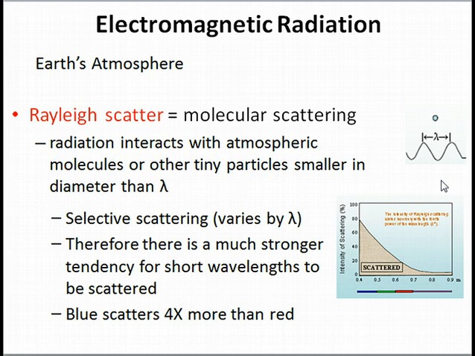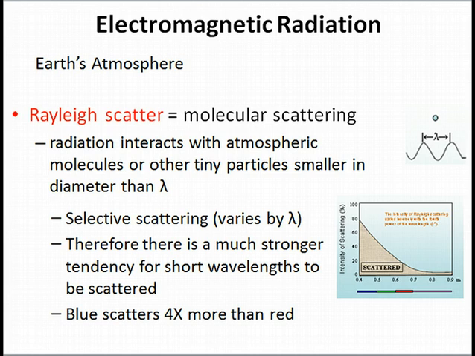And so because of that, Rayleigh scatter is selective scatter, meaning that the shorter the wavelength, the more scatter there is. And eventually, as you get out into the infrared, you have almost no Rayleigh scattering anymore because those wavelengths are long enough that, again, they just travel right around those molecules.